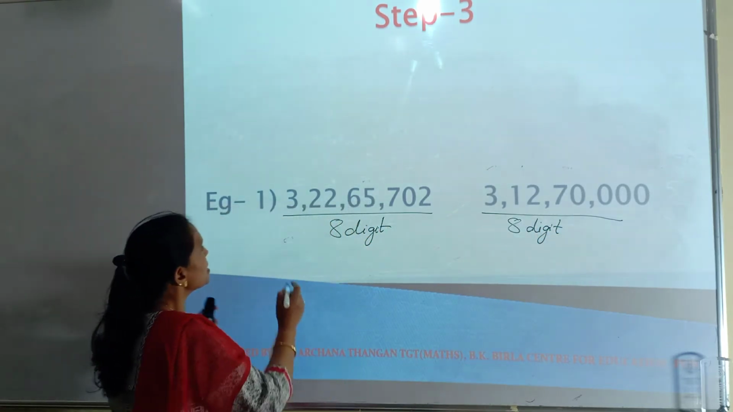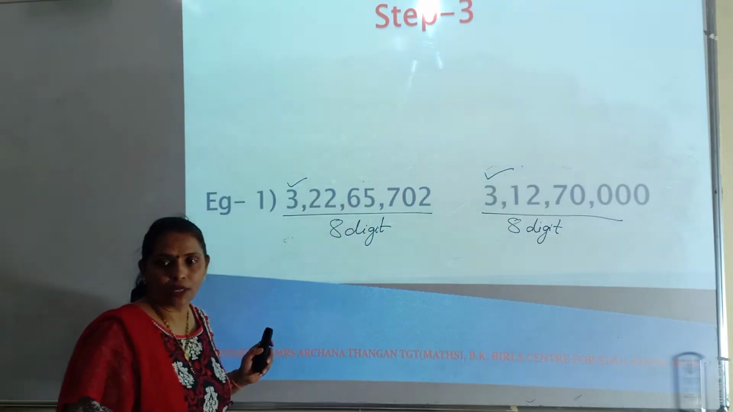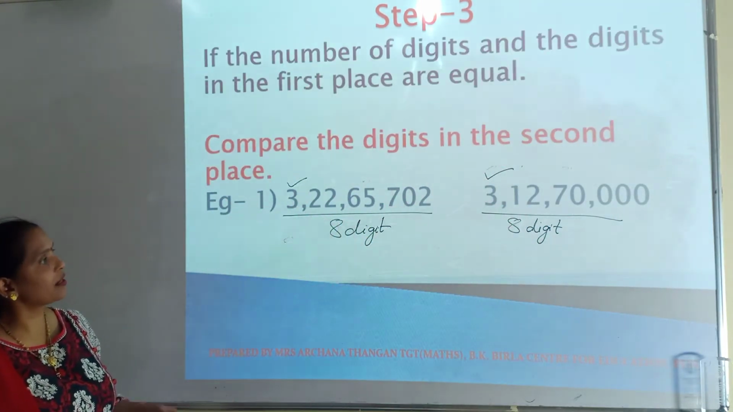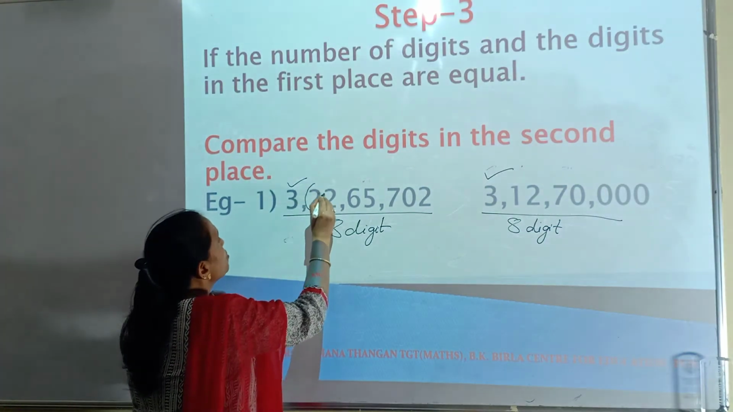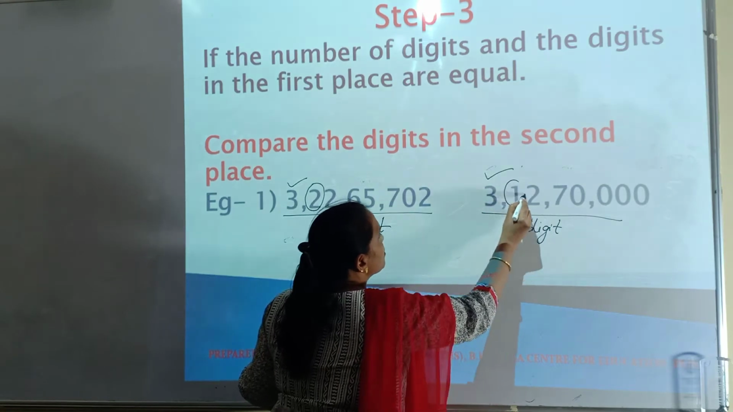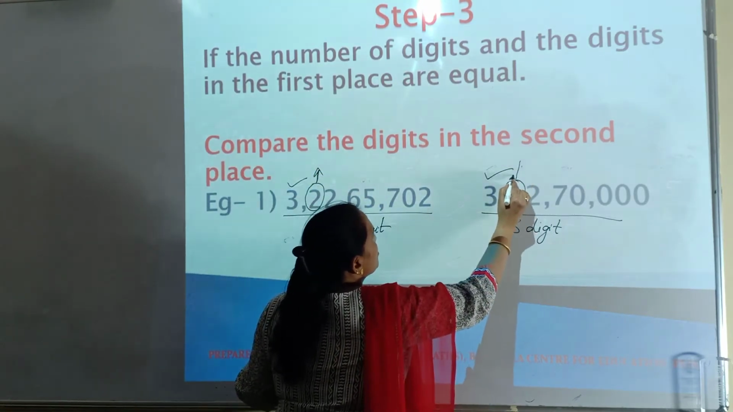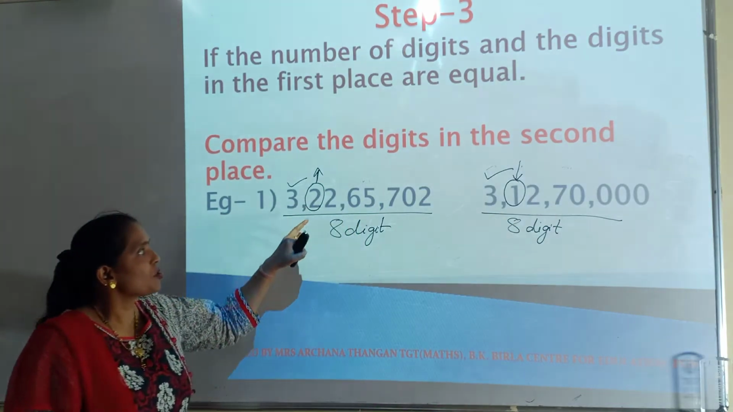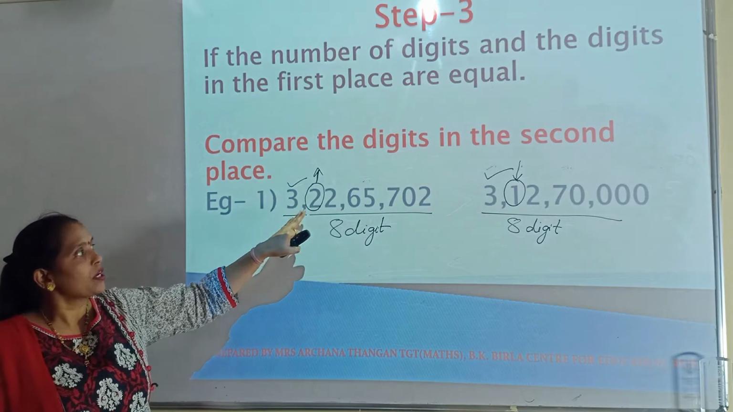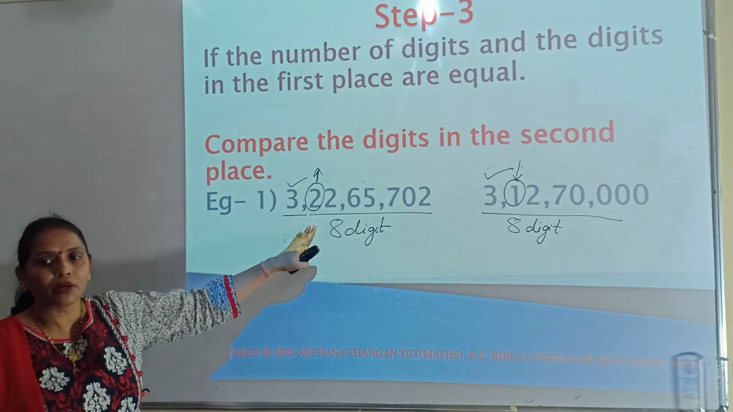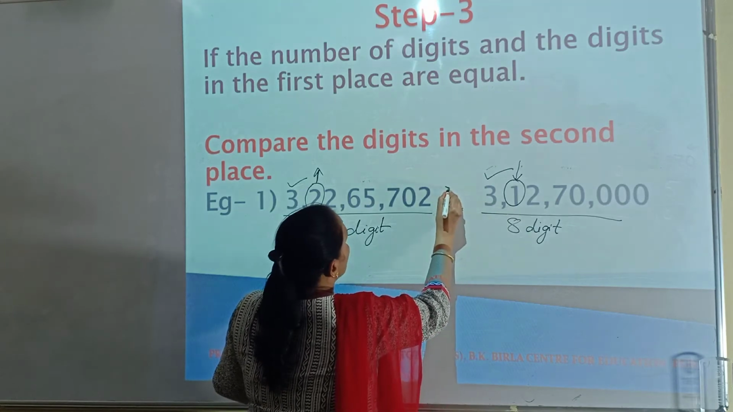Now, the first digit is equal here. So what do we have to check? Our second digit. Here it is 2 and here it is 1. Which is greater? This number 2 is greater, and this is smaller. So 2 is greater than 1. So 3 crore 22 lakhs is greater than 3 crore 12 lakhs. So this number is greater.